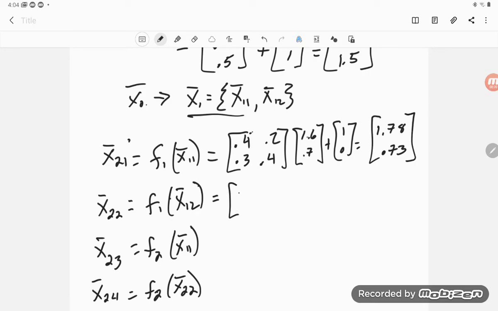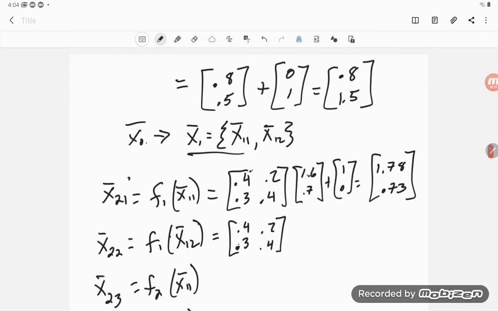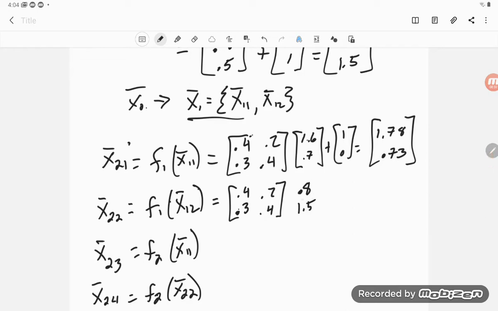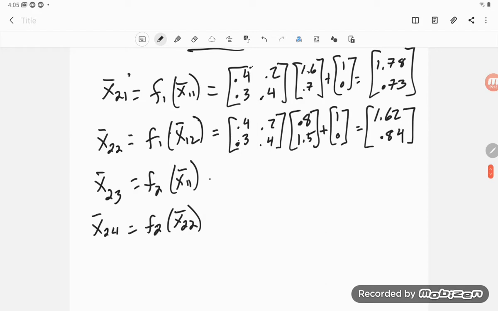And similarly here, I would take the 0.4, 0.3, 0.2, 0.4, and multiply by the 0.8 and 1.5 plus the 1 and the 0. And let's see, so that's 0.32, and 0.2 times that is 0.3, so 0.32 and 0.3 is 0.62, and add 1, so I think I get 1.62. And 0.24 and 0.6, so I think I get 0.84 for that one. Okay, and I keep going. You don't want to see me keep going with that, but I'll get 4 points.